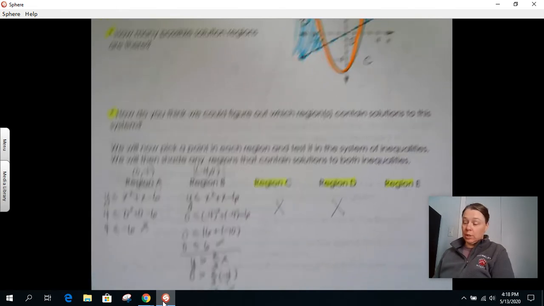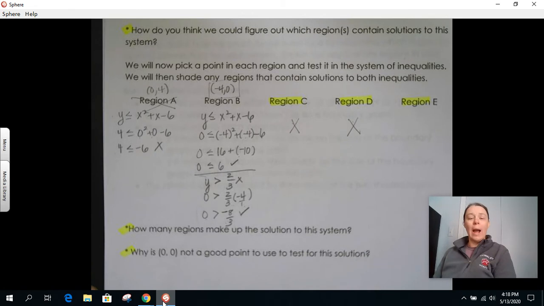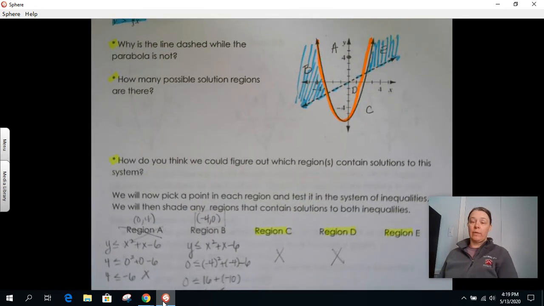So how many regions make up the solution? 2. Right. Now, why is (0, 0) not a good point to use to test for the solution? The first example I did, I used (0, 0). A lot of the times in last week's Edpuzzle, we use (0, 0). Why in this case do you think, look at that graph again, why did I not choose (0, 0) this time?